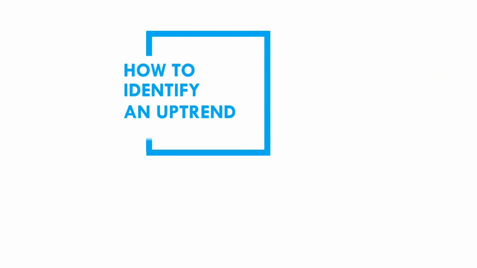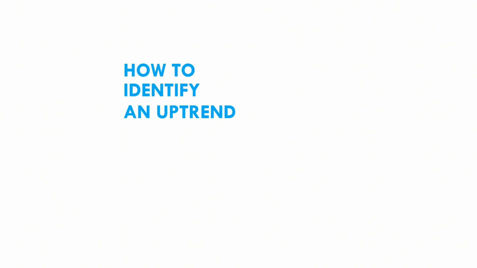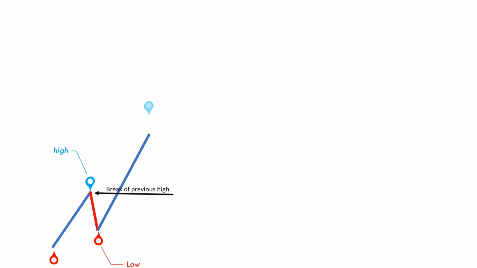Let's start with how to identify an uptrend. In an ideal uptrend, we want price to shoot up and make a high, then retrace back and make a low. After that, we want price to shoot up again, and this time we want price to break the previous market structure and create a high higher than the previous high.